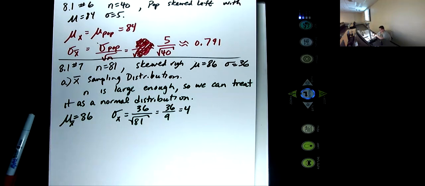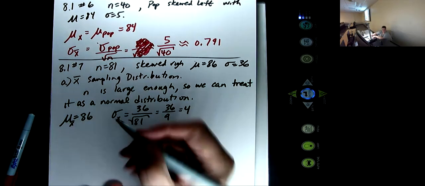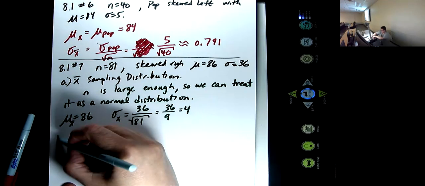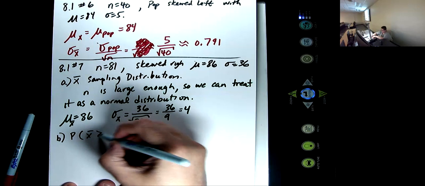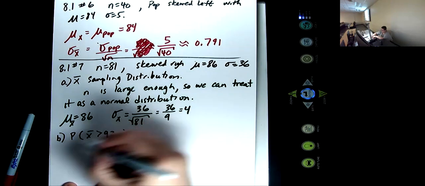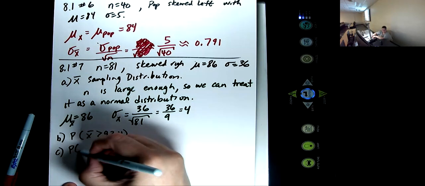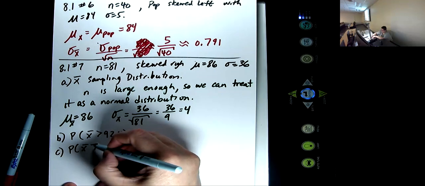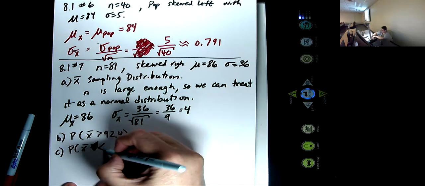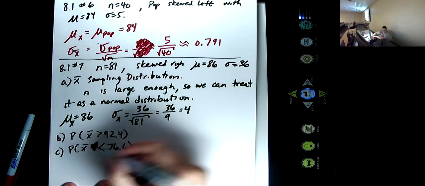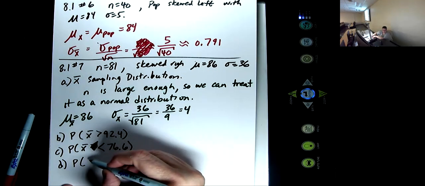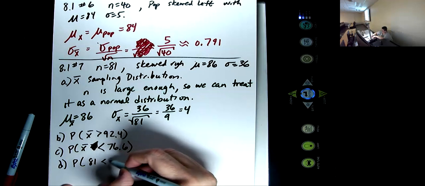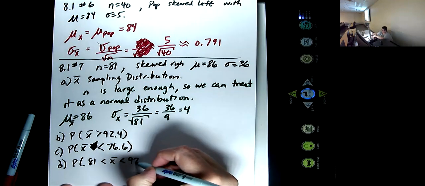And that's what we need for part B. B is the probability that X bar is greater than 92.4. C is the probability that X bar is less than 76.6. And D, what is the probability that 81 is less than X bar, which is less than 92?